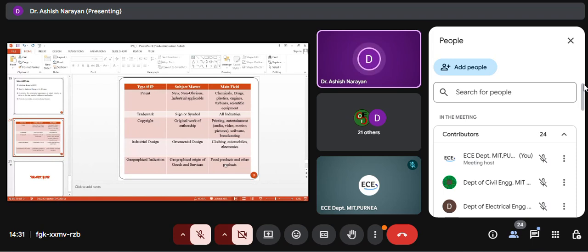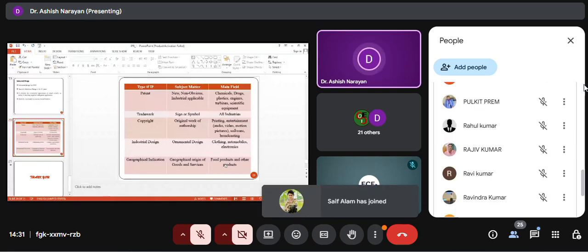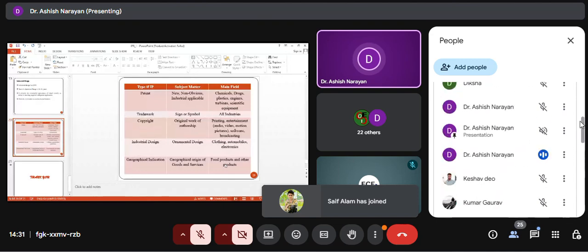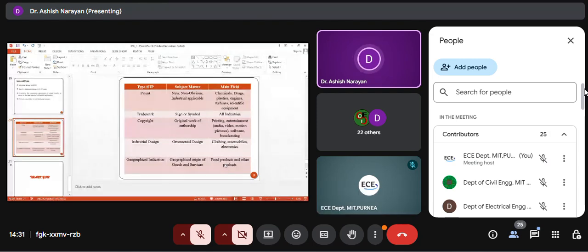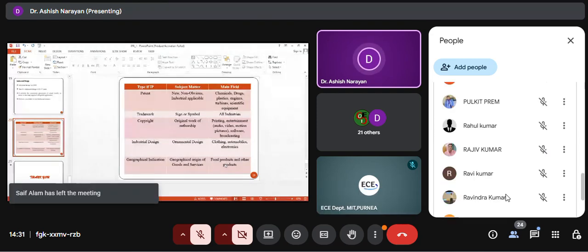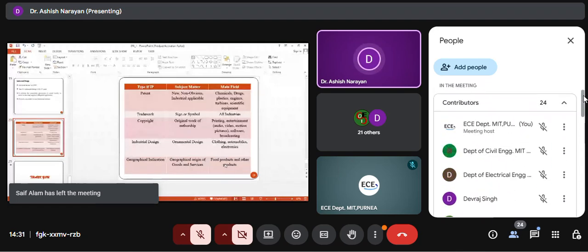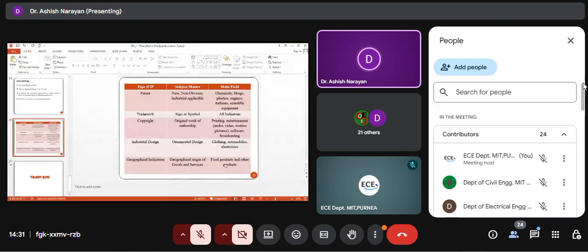Entertainment, audio, video, motion picture, software, broadcasting, then industrial design, like an ornament design. You want to give some design related to ornament. So this is industrial design, like you have to develop some clothing design, new clothing design, automobile, electronic design.